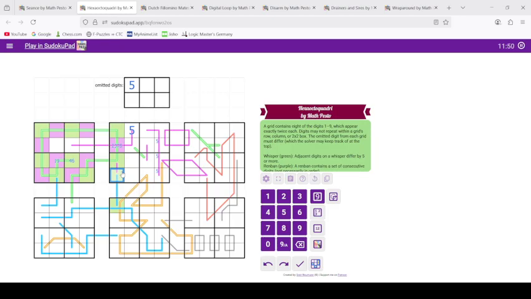Could this be a 4 or a 6? It would make this have to be a 3 or a 7. Make that a 2 or 8.